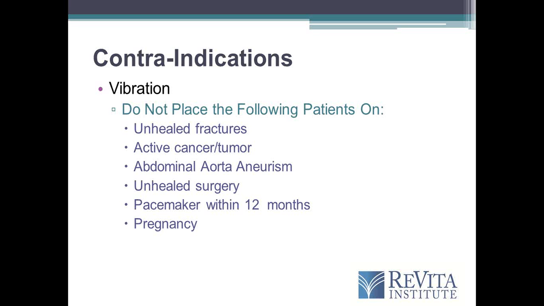The reason why we try to avoid patients with unhealed fractures and unhealed surgeries is that the vibration component may actually prevent these from healing properly or cause more damage if not properly used. Furthermore, with active cancers, tumors, and aneurysms, we need to be extremely careful because we know that the vibration has a component that actually increases the amount of vascular flow, meaning arterial flow out to the periphery and venous return to the heart and lungs, as well as lymphatic return.